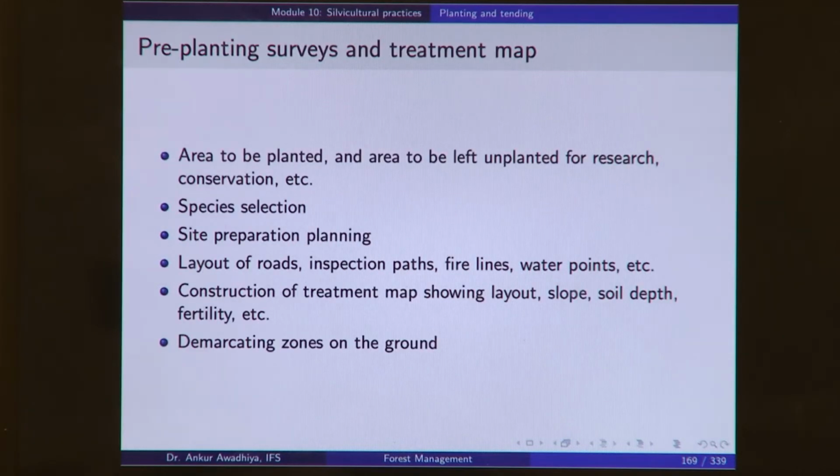Before beginning to plant, we do a pre-planting survey and make a treatment map. Areas to be planted and areas to be left unplanted will be marked on this map. There will be species selection and site preparation planning, and layout of roads, inspection paths, fire lines, water points, etcetera is made. The treatment map shows all of these different things: layout, slope, soil depth, fertility and so on, and then these zones are demarcated on the ground.